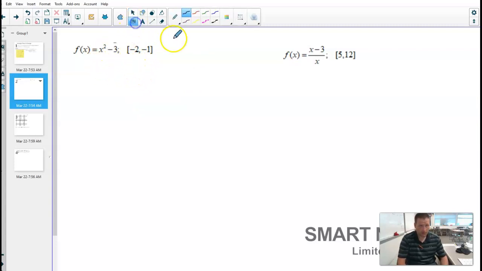So I want to find my average rate of change for these two. If I look at this first one, this equation is f of x equals x squared minus 3. And then these are my x values. This is saying that this is the first x value and this is the second x value. It's not an ordered pair. These are just telling you from x negative 2 to x negative 1.